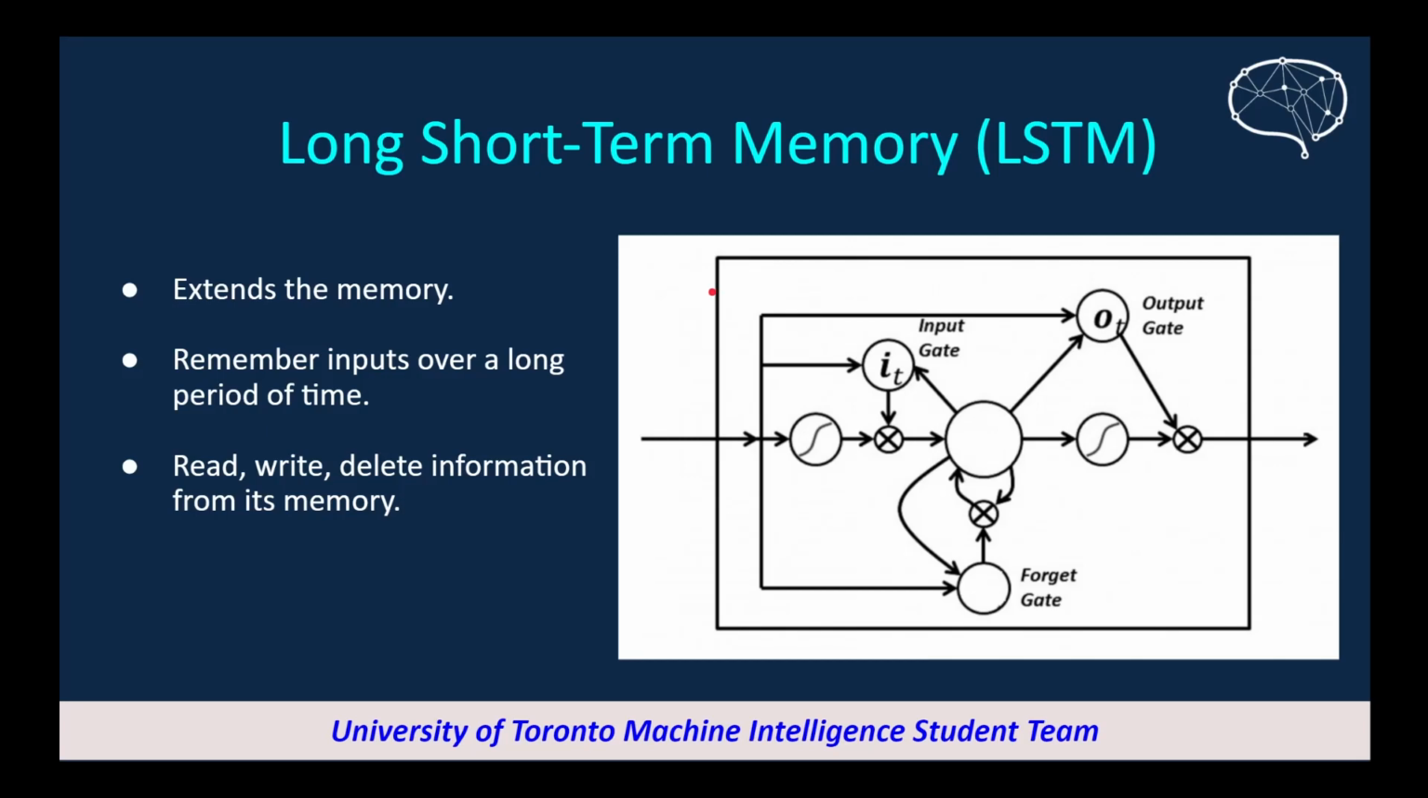The units of an LSTM, so long short-term memory, are used as building units for the layers of an RNN, often called an LSTM network. LSTMs enable RNNs to remember inputs over a long period of time. This is because LSTMs contain information in a memory, much like the memory of a computer. The LSTM can read, write, and delete information from its memory.